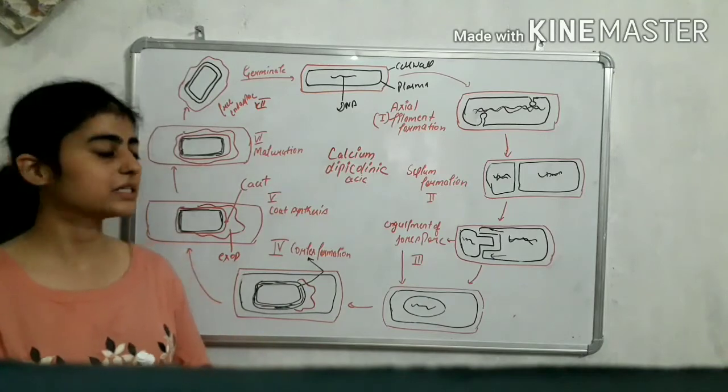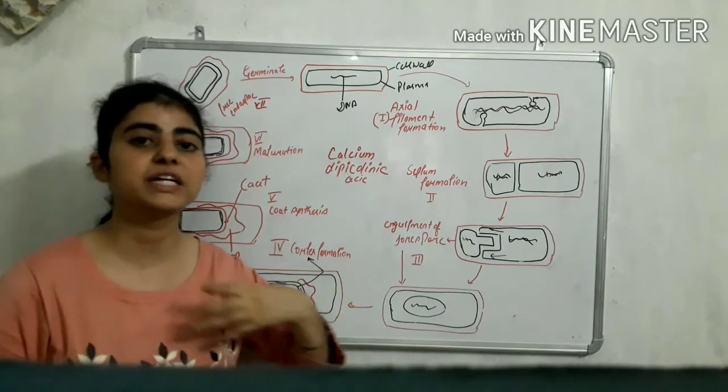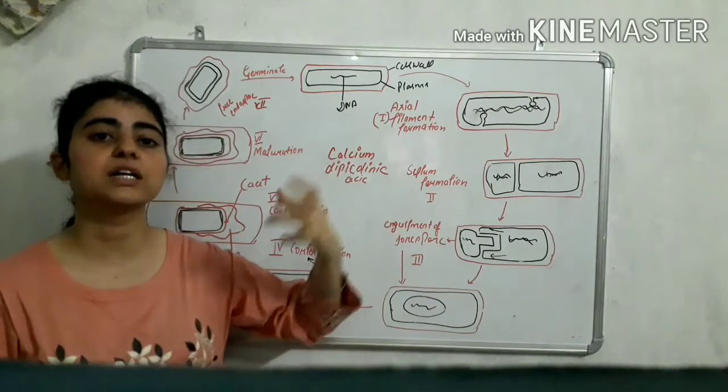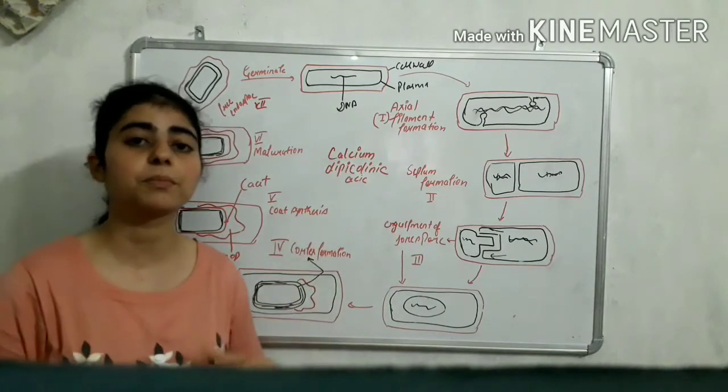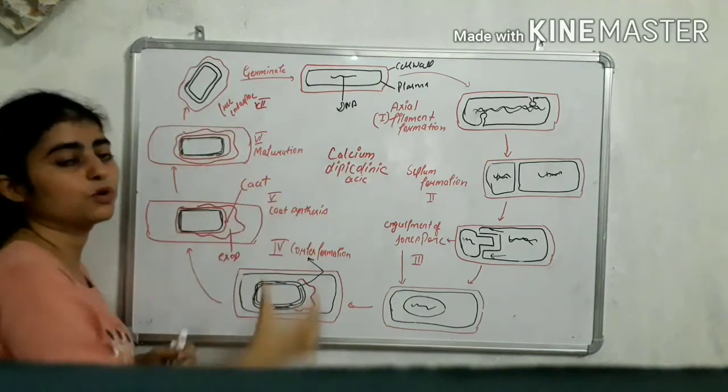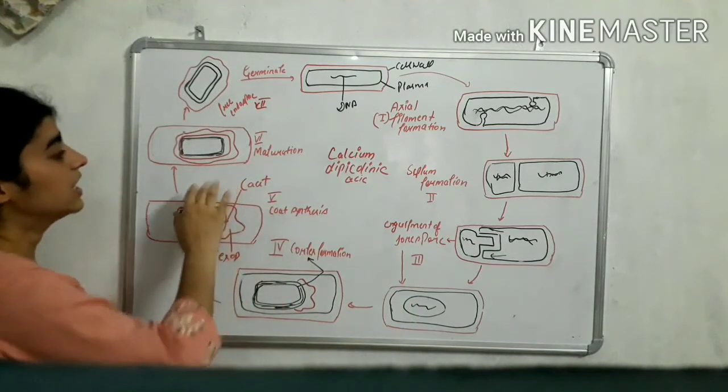What type of properties will it gain? It will gain the property of heat resistance. It will gain the property of survival during unfavorable conditions. It will gain the property of refractability. Okay. Once the endospore gets totally mature, what will happen?